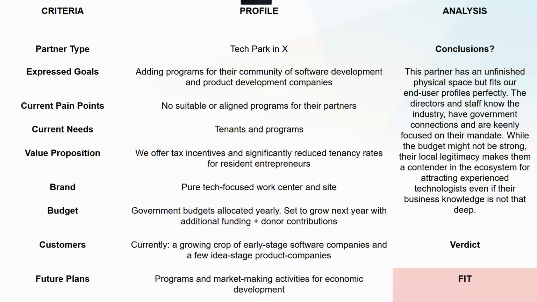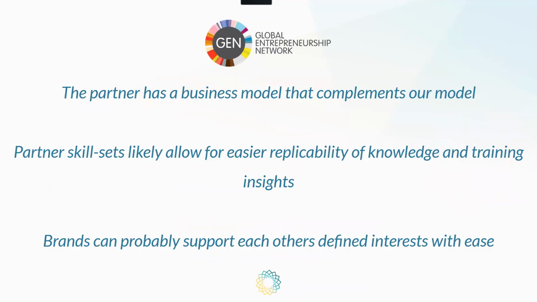Because if we take a look at another example, and I go through this and it's a tech park, and seeing all of the different things that I had weighed out with the previous example of my partner diligencing, the conclusion is that this one actually is a perfect fit. Why? The partner has a business model that complements our model. The skill sets are aligned, so that really helps as I'm developing programs. They have the technical expertise to take that through to completion, and the brands work well so we can defend each other's interests.